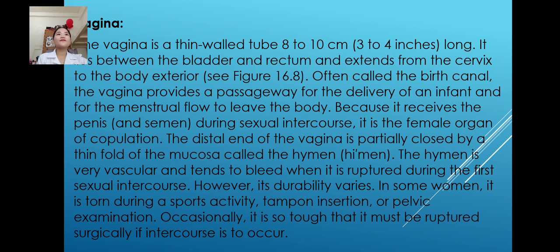The distal end of the vagina is partially closed by a thin fold of mucosa called the hymen. The hymen is very vascular, so it tends to bleed when it is ruptured during the first sexual intercourse. However, its durability varies. In some women, it is torn during a sports activity, tampon insertion, or pelvic examination. Occasionally, it is so tough that it must be ruptured surgically if intercourse is to occur.